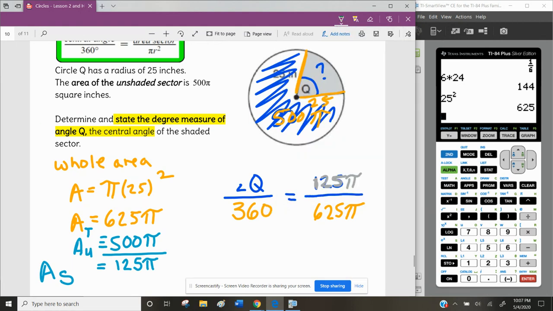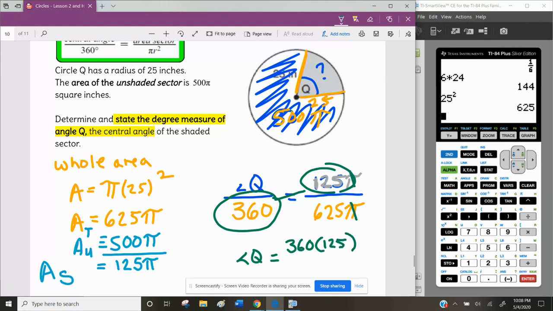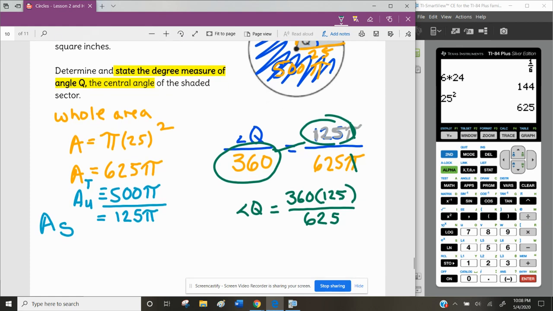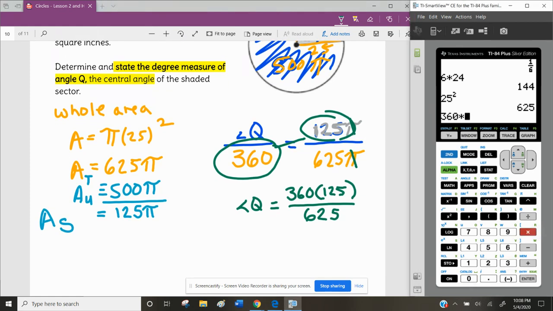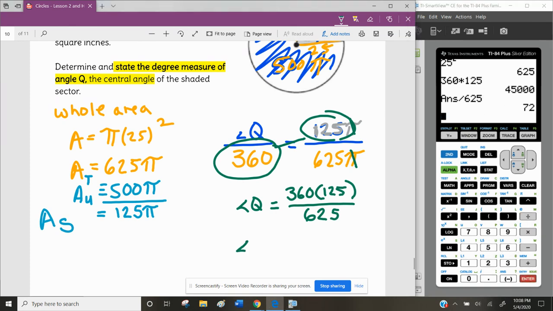So if you look over on the right here, we have pi over pi, which cancels out. We could reduce the 125 over the 625. I don't feel like doing that right now, so I'm not going to. So angle Q equals 360 times 125, right? When we cross multiply, that 625 would multiply times angle Q, and then we would just divide it again. So it's just going to stay down there. If you have to do that step to get your answer, that's fine. 360 times 125, divide that by 625, we get that angle Q is 72 degrees.